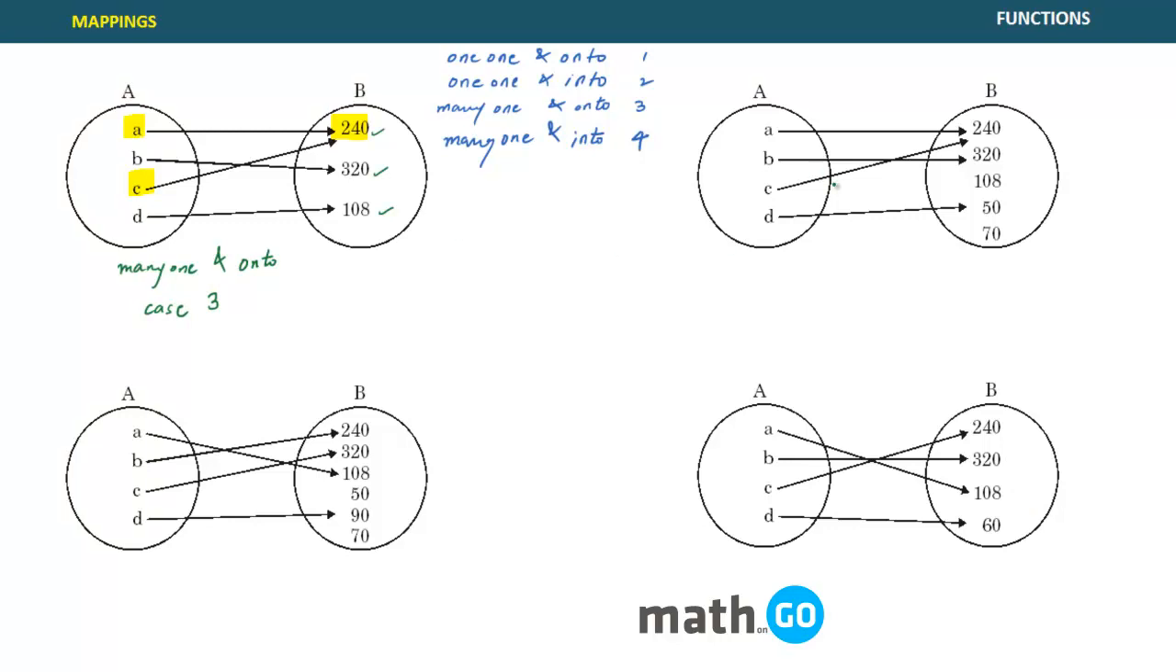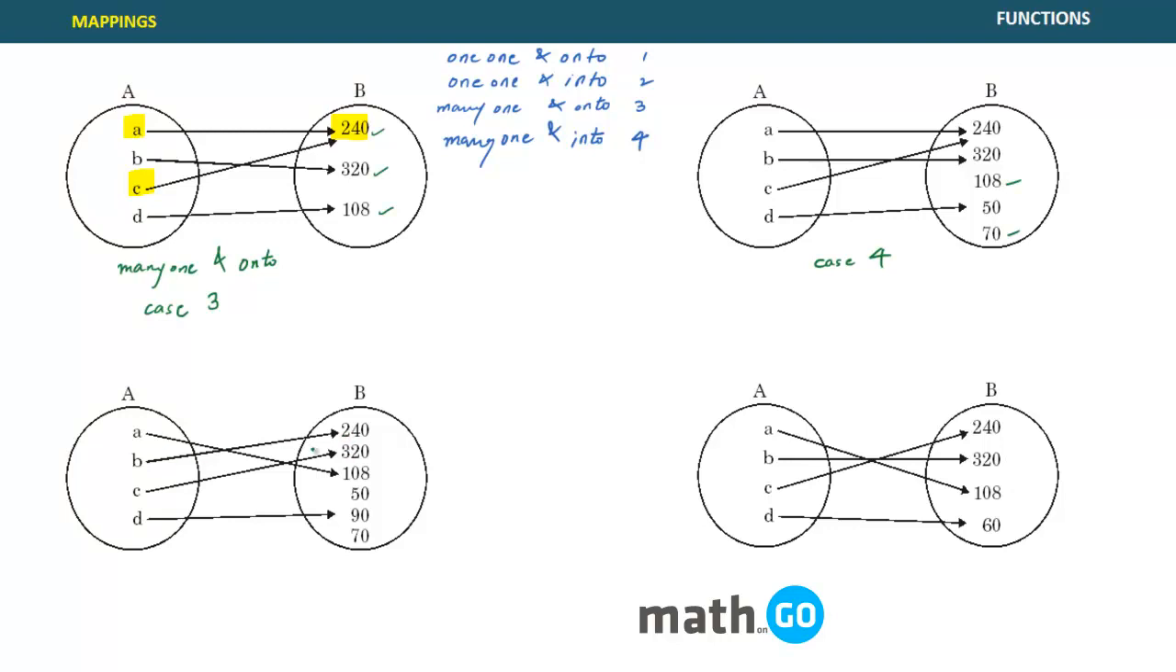Okay, now just quickly apply it here. Again, you can see that 240 has two pre-images, so this becomes many-1, and you have empty numbers in the set also. So this is not onto. So the answer to this is case 4, that is many-1 and into.